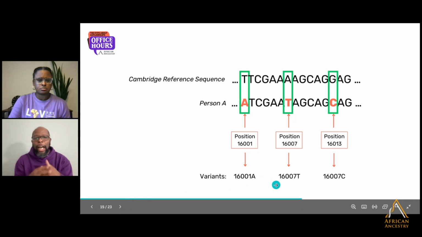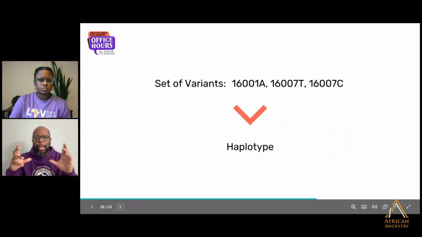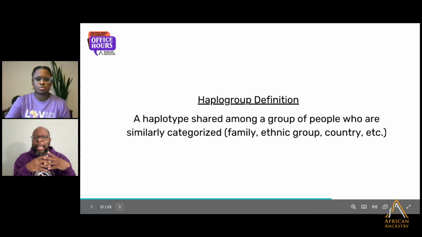These sets of variants, or a group of variants altogether, are called a haplotype, right? And a haplogroup is then defined as a haplotype, which is just a set of variants, that is shared among a group of people who are similarly categorized. That categorization could mean they're from the same family, the same ethnic group, country, region, or continent.